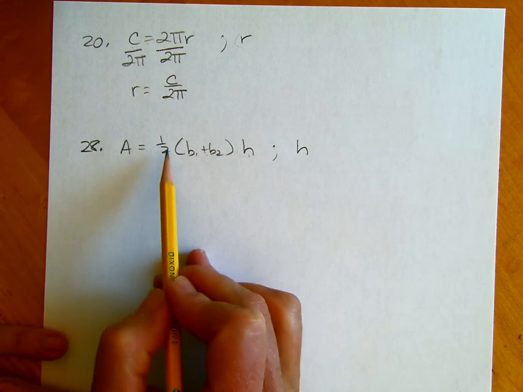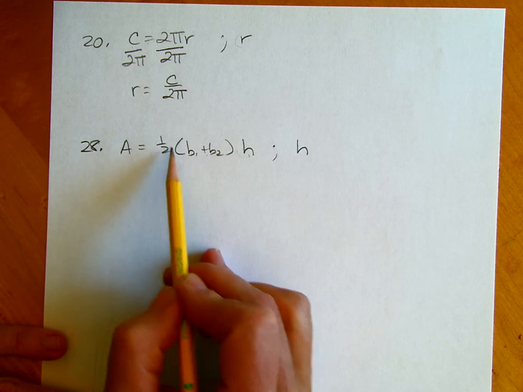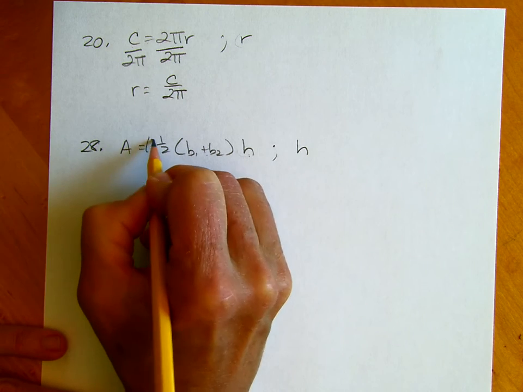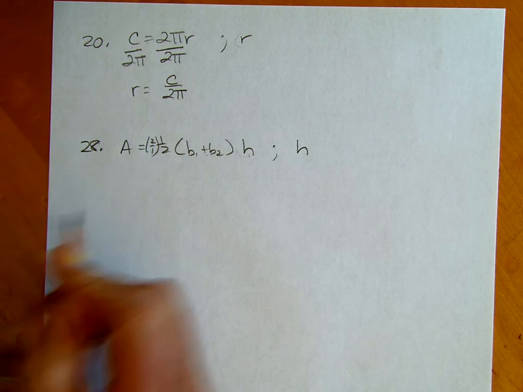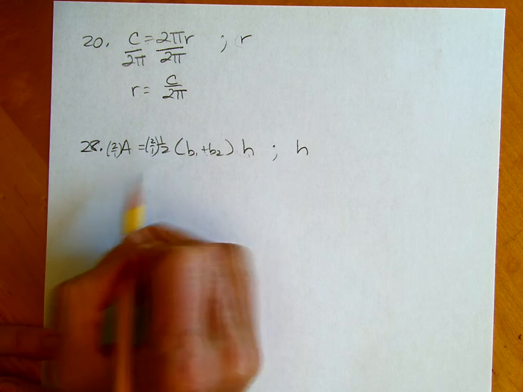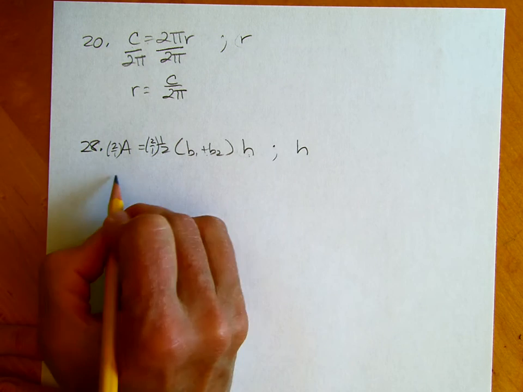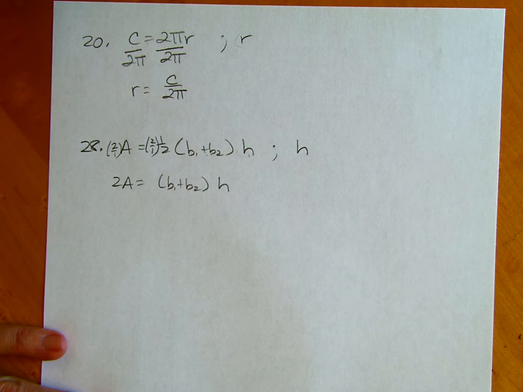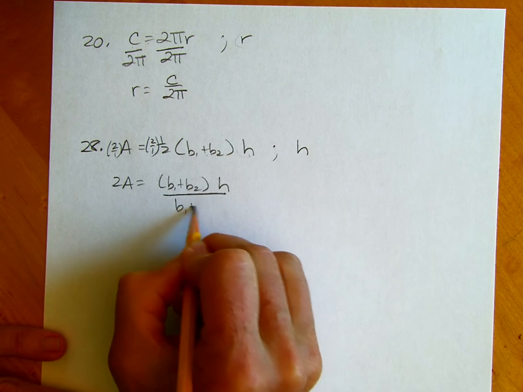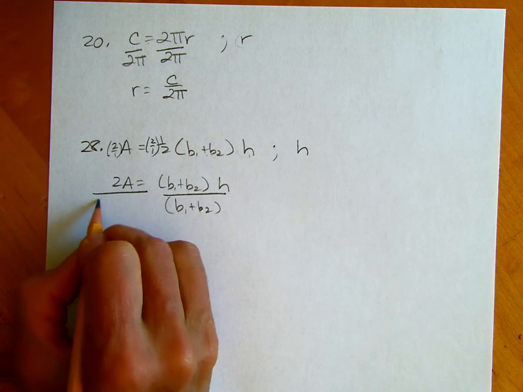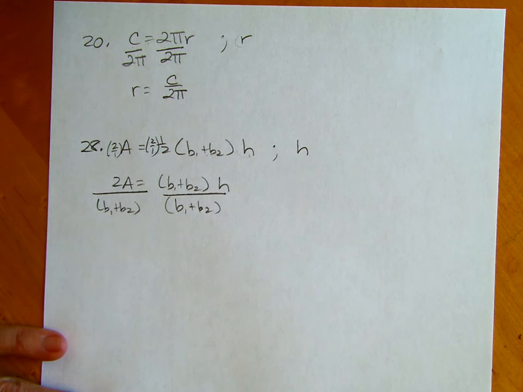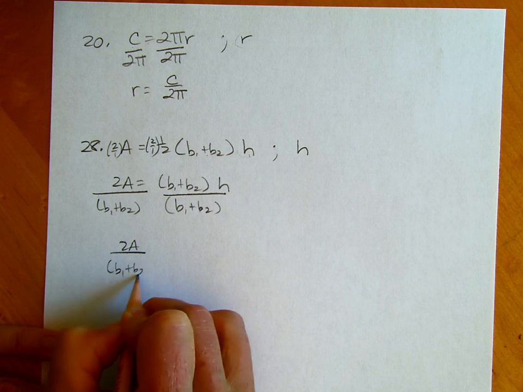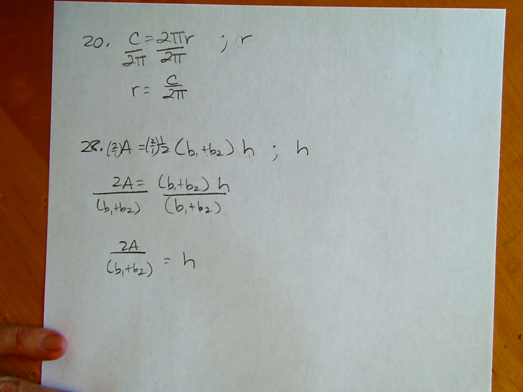So the first thing I need to undo is the 1/2. Well, how do I undo multiplying by 1/2? Please do not say divide by 1/2. I'm going to multiply by 2 over 1. Multiply by the reciprocal. Undo a half by multiplying by 2. So I get 2A equals this quantity times h. And if I want to get the h by itself, I have to divide by that quantity. The parentheses are important. So I double the area, divide by the sum, and I will get the height.